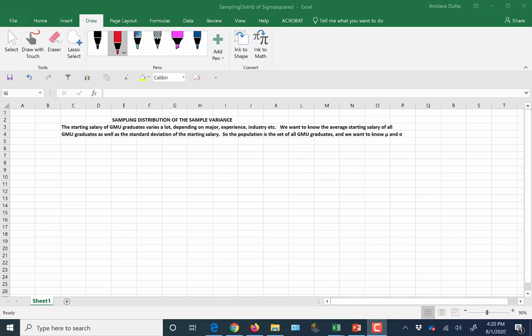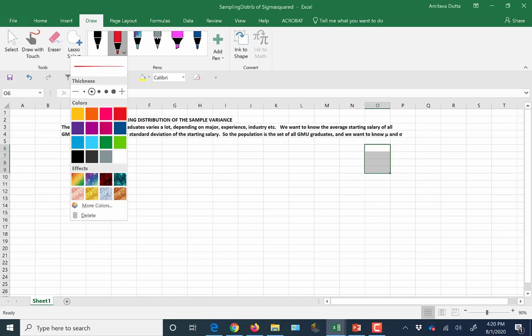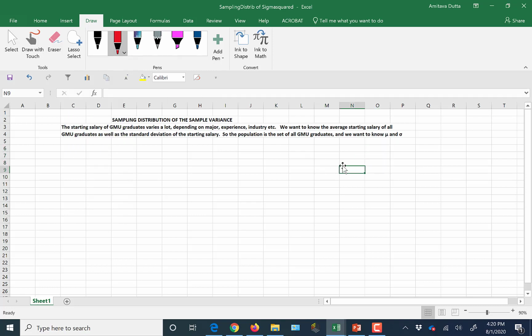Okay, in the inferencing scenario described here, the population that we're dealing with is the set of all GMU graduates. That's the population, and the properties of the population that we want to know are the average starting salary mu and the standard deviation of starting salaries sigma. Some graduates get less, some graduates get more. So we not only want to know the average starting salary for that population, but also the standard deviation.